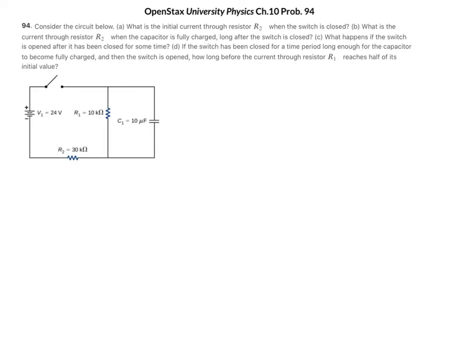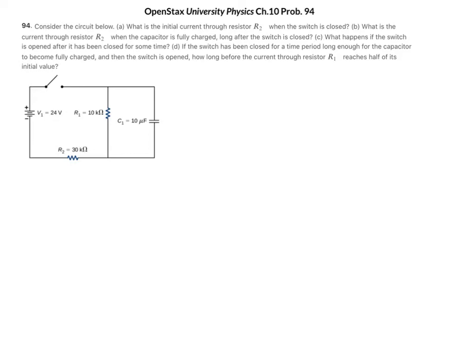Let's look at OpenStax University Physics Chapter 10, Problem 94. Consider the circuit below. A. What is the initial current through resistor R2 when the switch is closed? B. What is the current through resistor R2 when the capacitor is fully charged long after the switch is closed?